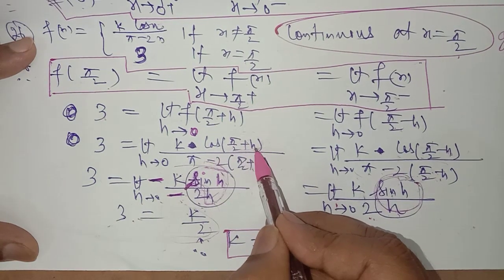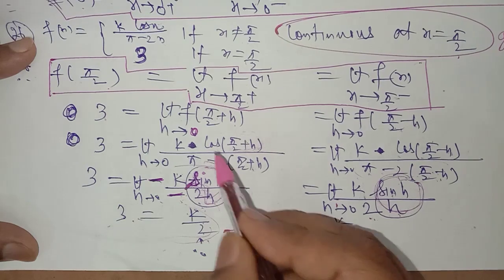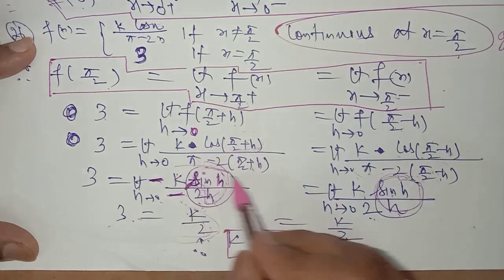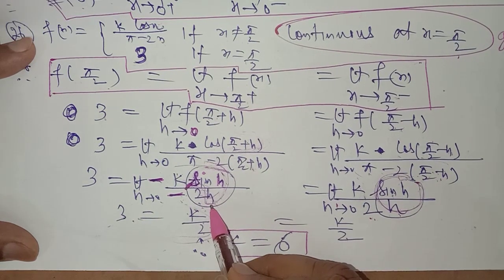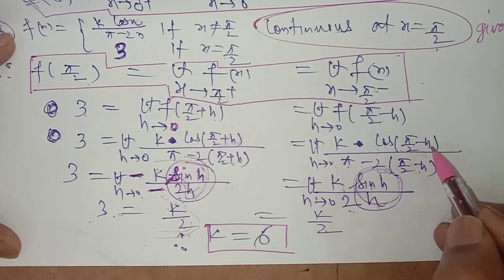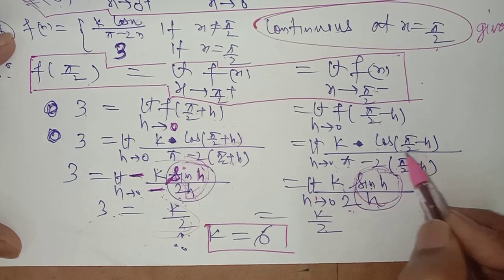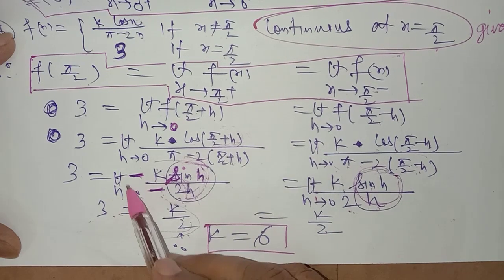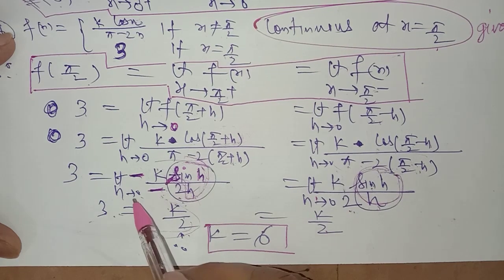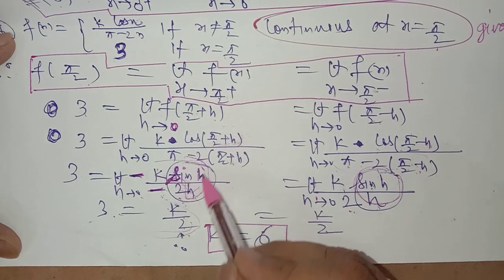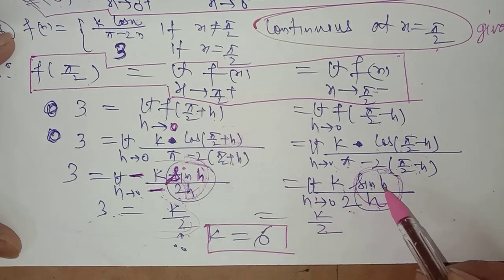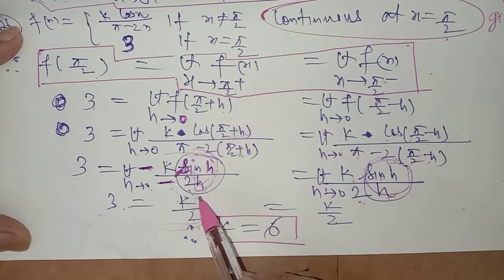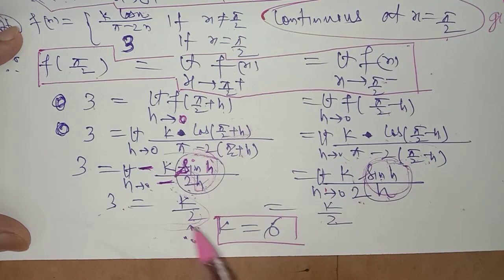Cos(90 plus theta) is equal to minus sin theta. So cos(90 plus h) is equal to minus sin h. See it very carefully. When you simplify the denominator, you are getting minus 2h. Similarly here, cos(90 minus h) is equal to sin h, and when you solve the denominator, you are getting 2h. Now we know that limit of sin h upon h as h goes to 0 is equal to 1, so it comes out to be only k by 2. Similarly here, k sin h upon h equal to 1, so k upon 2.